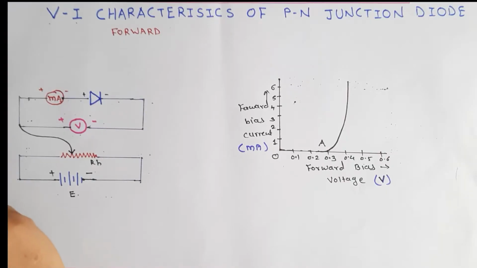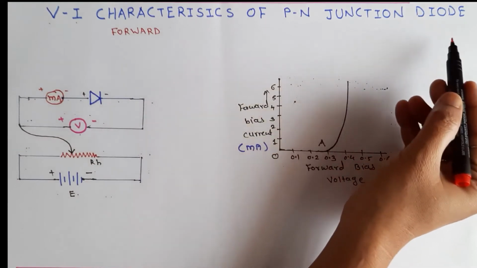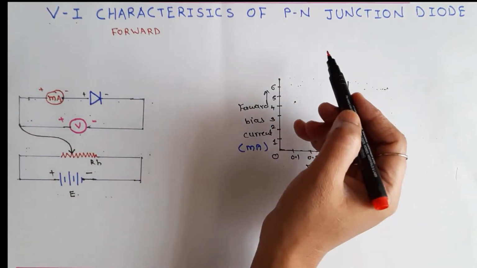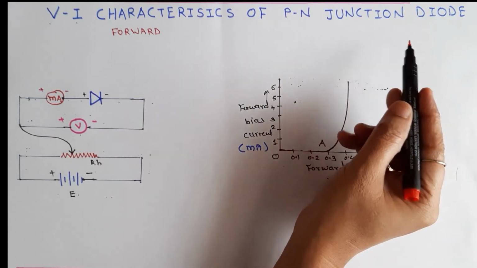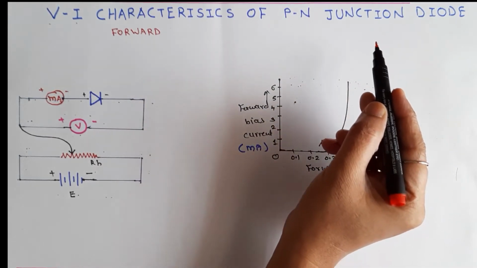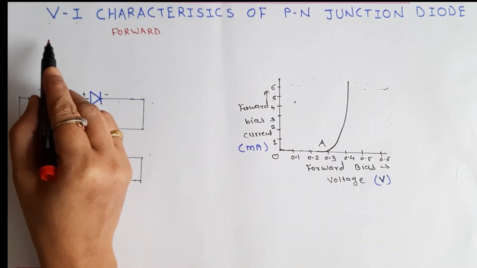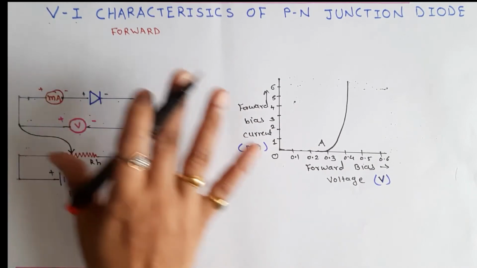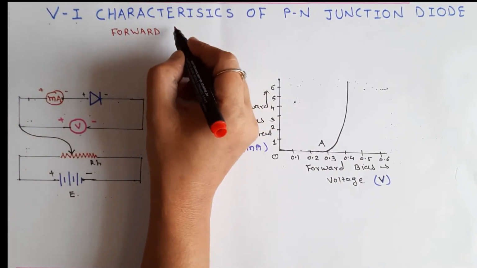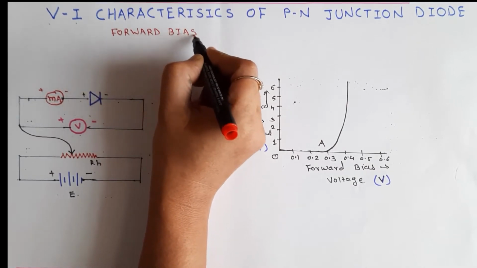Today we will discuss VI characteristics of PN junction diode. As in the previous videos we discussed PN junction diode, what are intrinsic and extrinsic semiconductors, and now we are going to study VI characteristics of the diode. In this video we will discuss the forward bias characteristics.